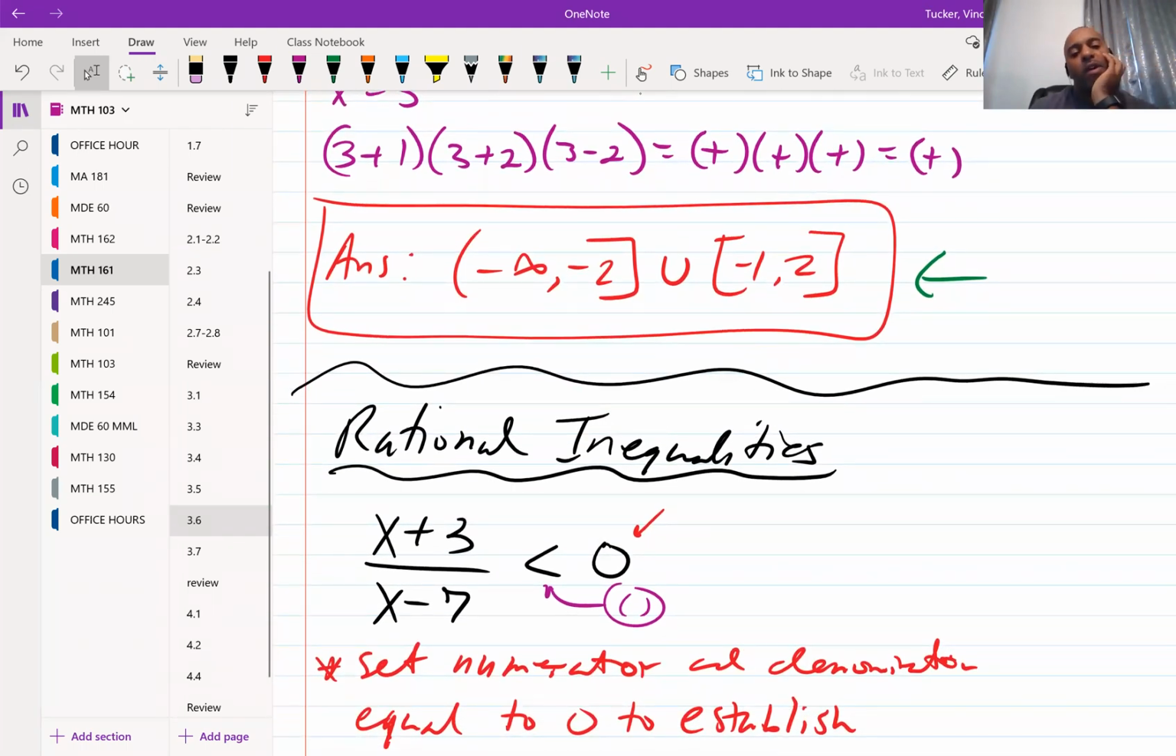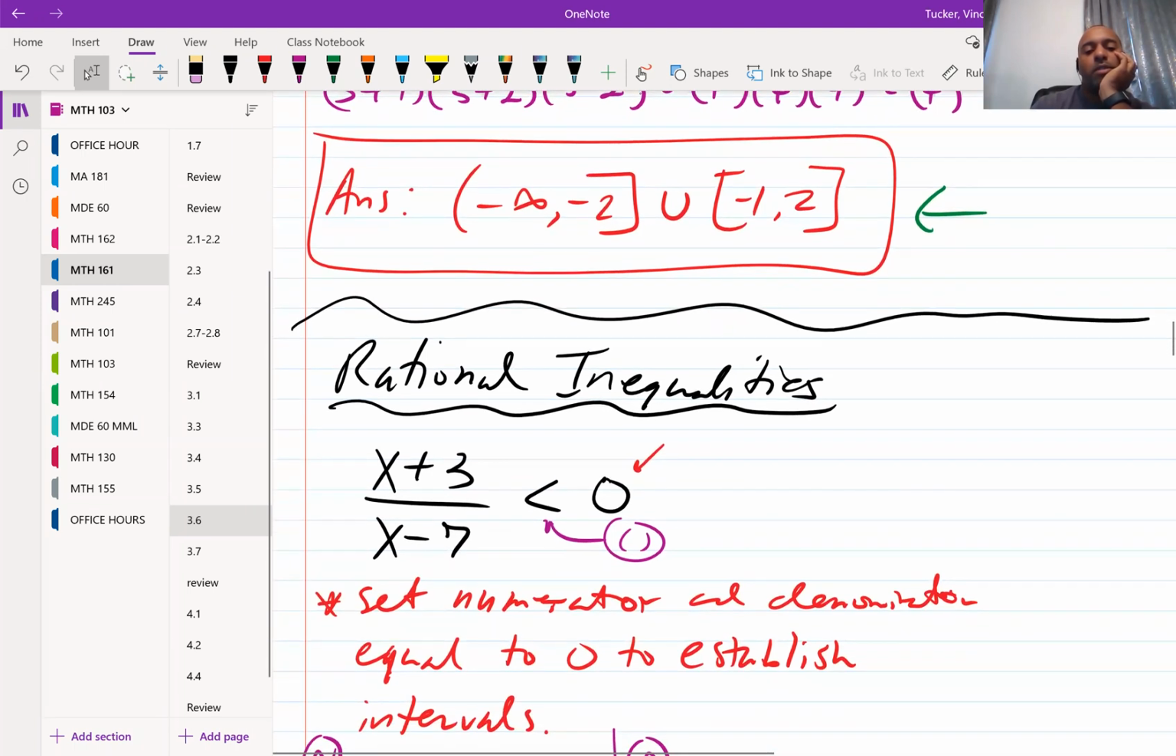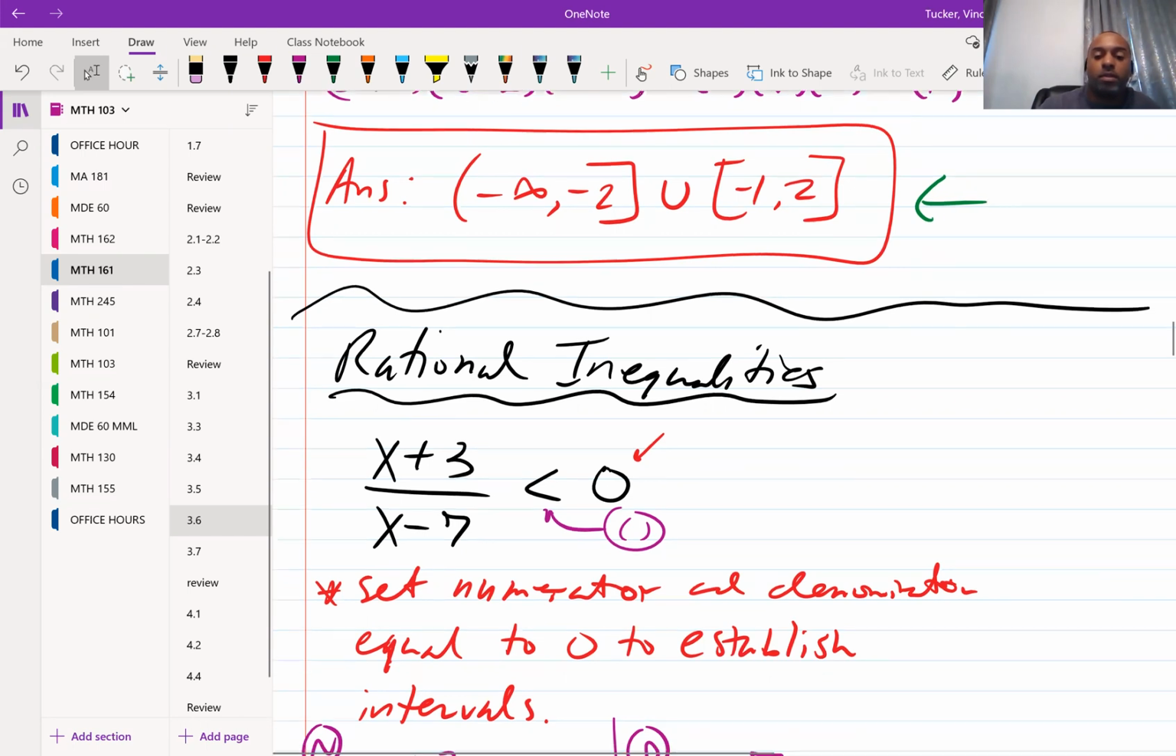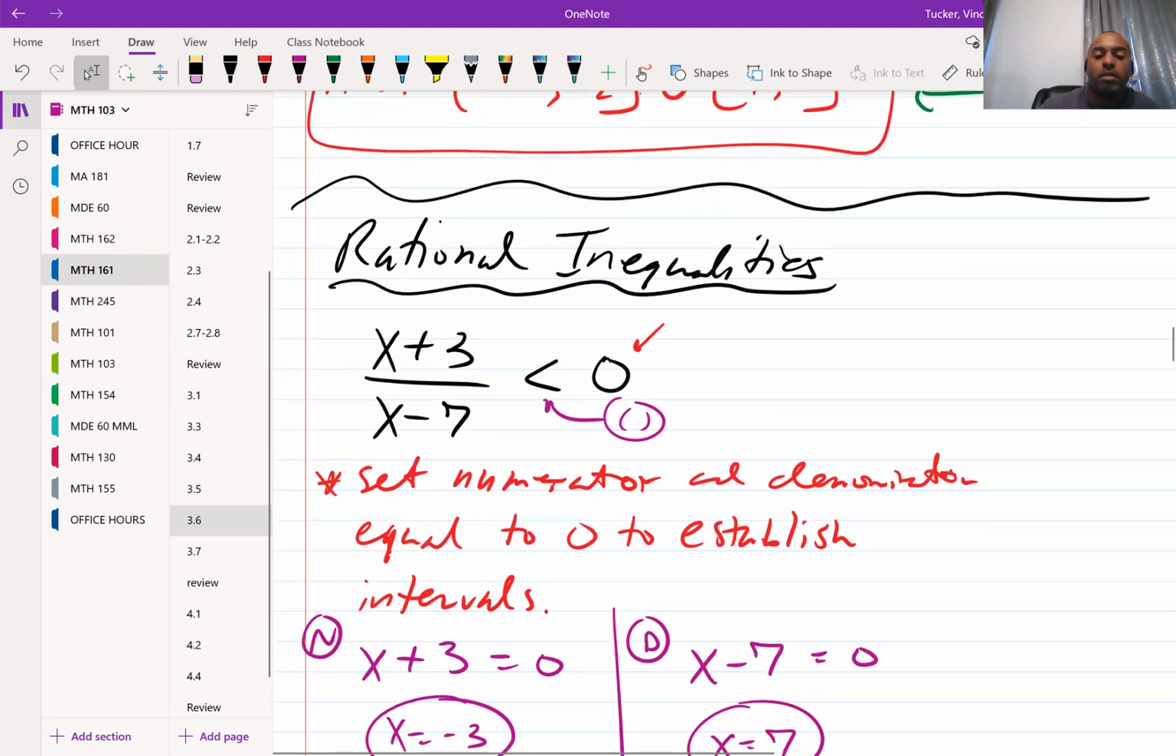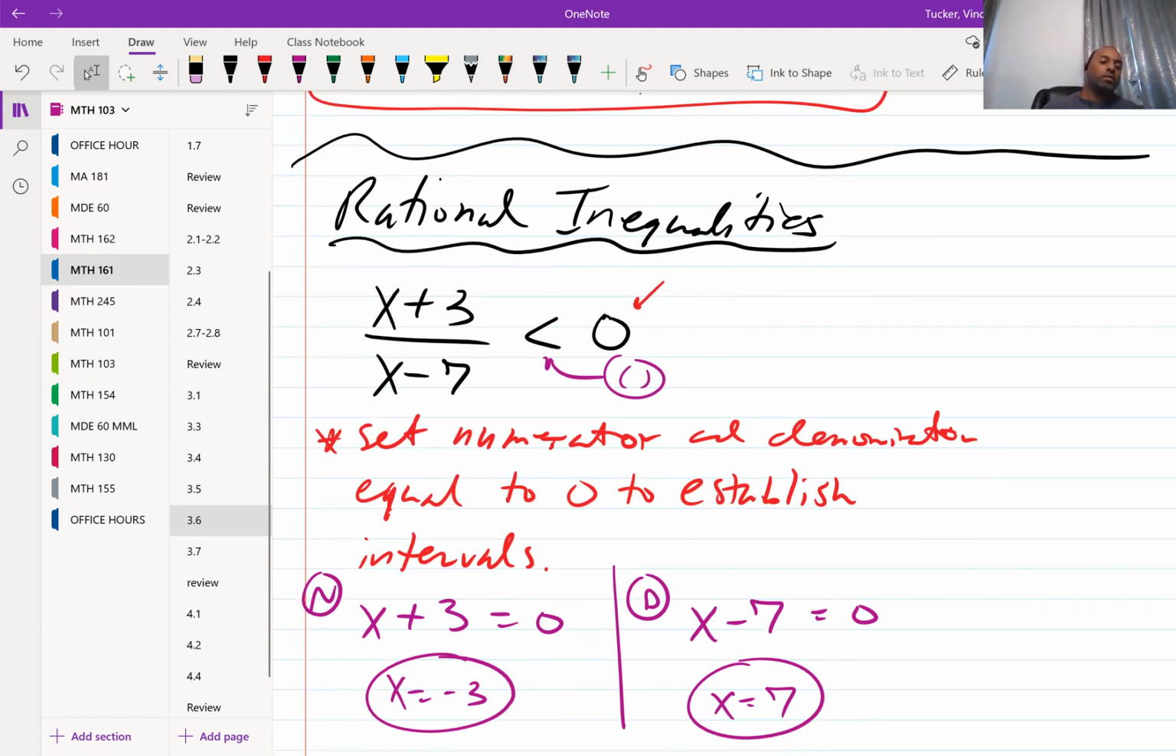All right, the next type of problem, rational inequalities. So going back to those fractional setups for us: x plus 3 over x minus 7 is less than 0. We're going to set our numerator and our denominator equal to 0 to establish our intervals. Before, we just factored and got our pieces through our factorizations. This time we'll set our numerator and our denominator equal to 0. So x plus 3 equal to 0 gives you -3, x minus 7 equal to 0 gives you a positive 7.